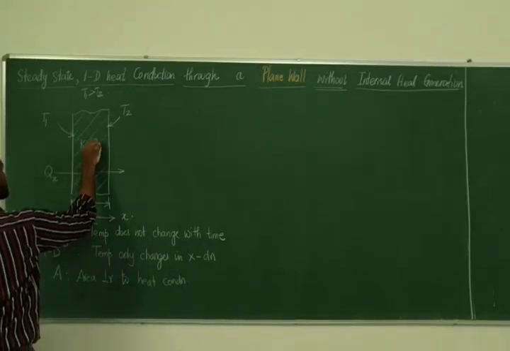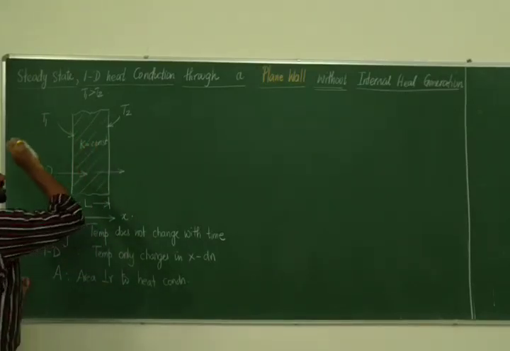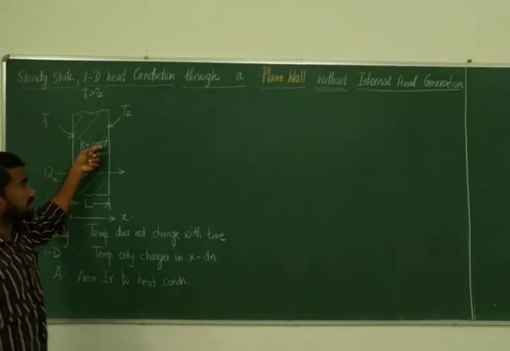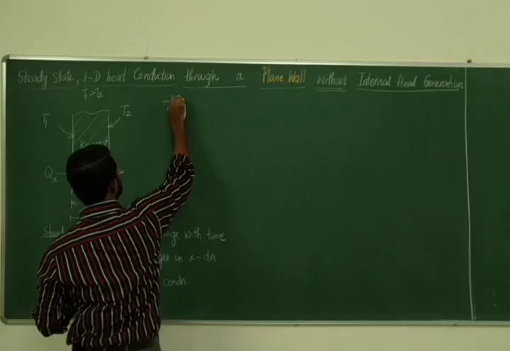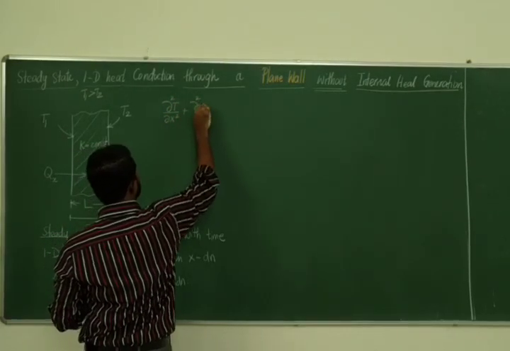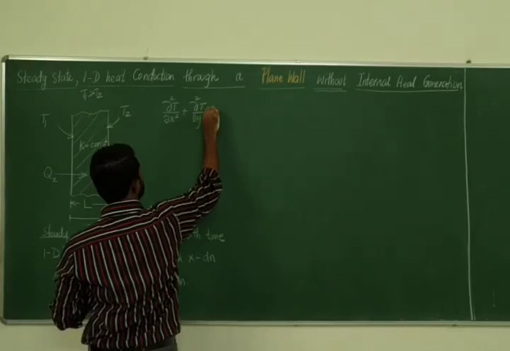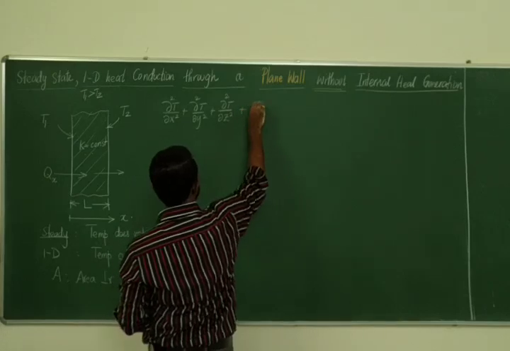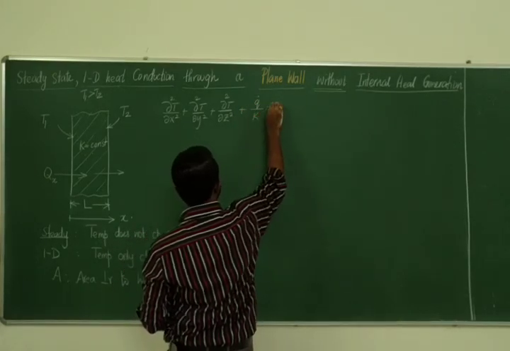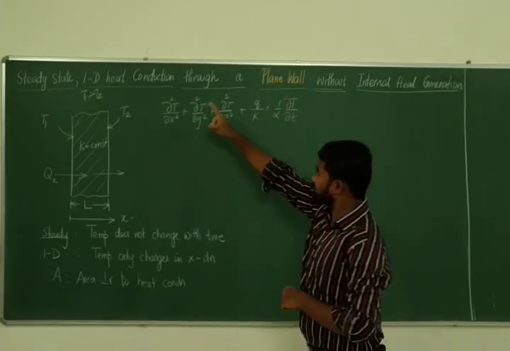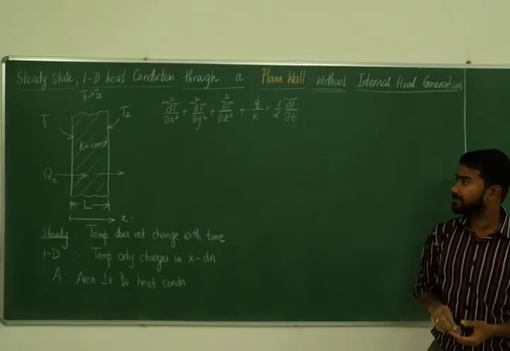I am going to assume that thermal conductivity is a constant. The material of the wall has a constant thermal conductivity. So which form of heat conduction equation will we use? ∂²T/∂x² + ∂²T/∂y² + ∂²T/∂z² + q̇/k = (1/α) ∂T/∂t. This equation you have to memorize, you have to have it in memory.